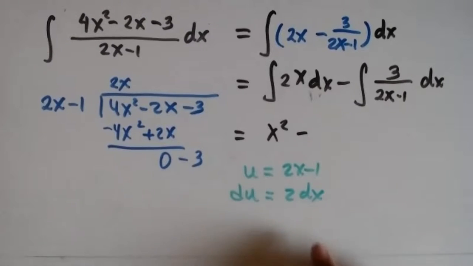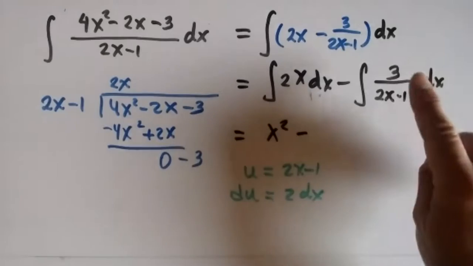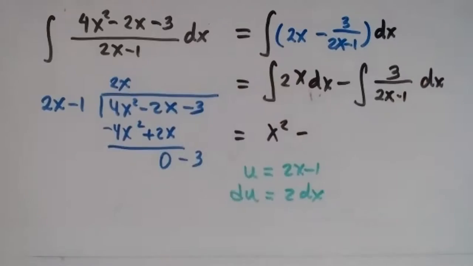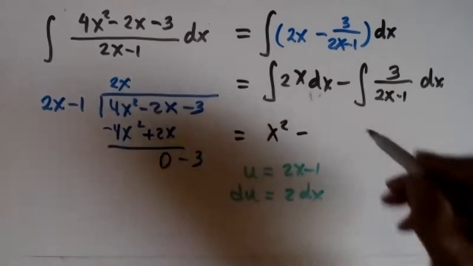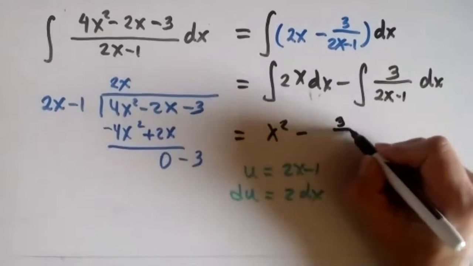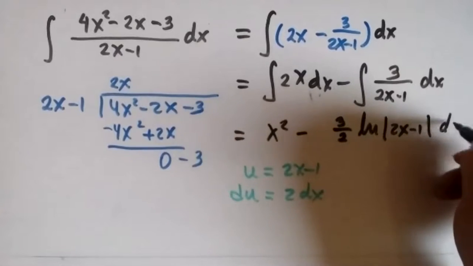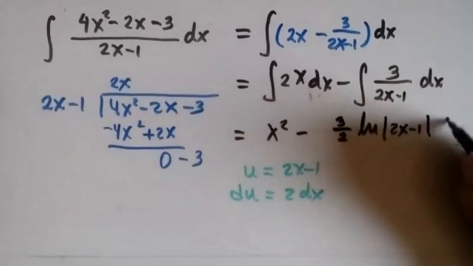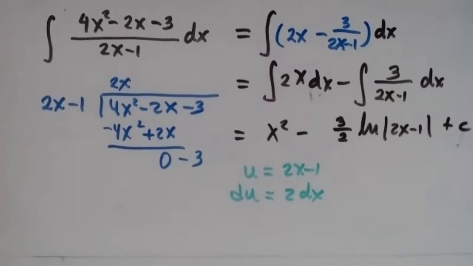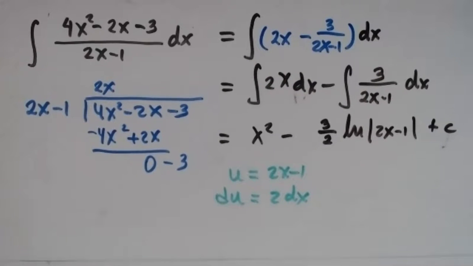If you do the u substitution, and the u is this one, the du is 2. So the only need is a 2 right here, and put that 3 outside. So this is going to be 3/2 ln of 2x minus 1 plus c. Correct? Pretty much clear. It's the same procedure.